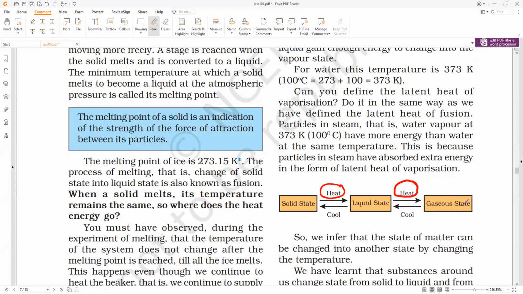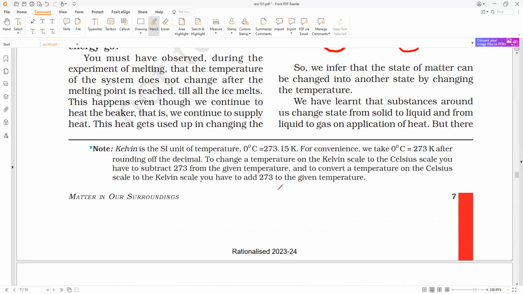I want to convert from gaseous state to liquid state. What do I have to do? I have to cool it. Liquid state to solid state, again, what do I have to do? Cool it. Cooling. For example, let me take, all of you observe very carefully what we studied.